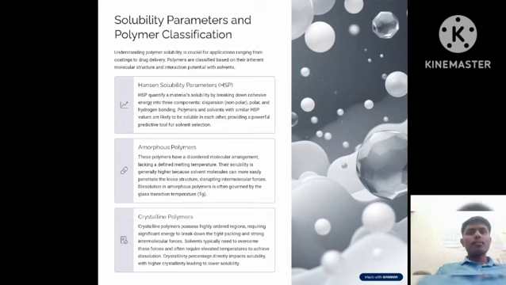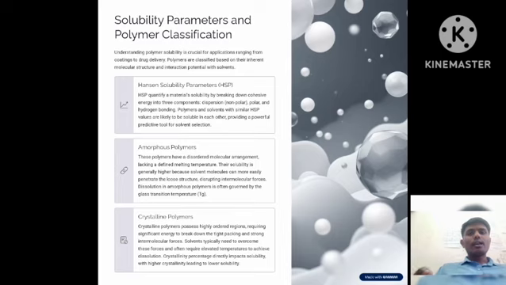The second one is amorphous polymers. These polymers have disordered molecular arrangements and lack a defined melting temperature. Their solubility is generally higher because solvent molecules can more easily penetrate the loose structure. They have a loose structure, and that's why solvents can penetrate easily, and this disrupts the molecules. That's why it is also called the glass transition or Tg.